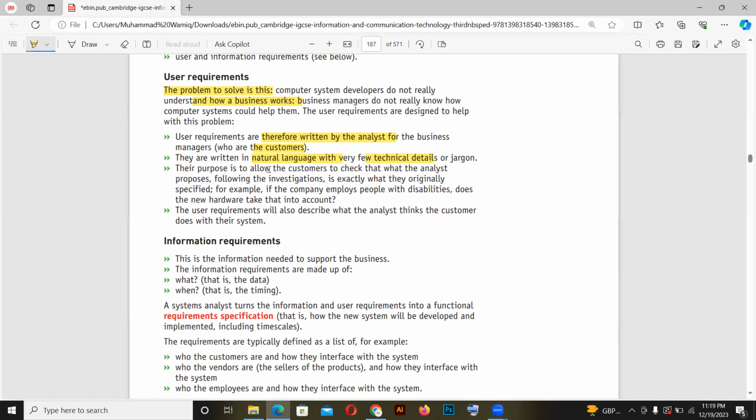However, their basic purpose is to allow your customer to check what the analysis purpose is, or what is going to be investigated. For example, if the company employs people with disabilities, is the new hardware taken into account or not? So that means this is a user requirement, that they should be able to run computers that are created for disabled people.